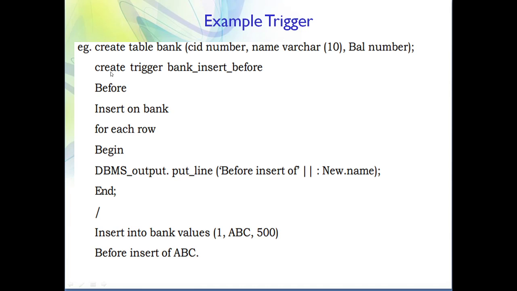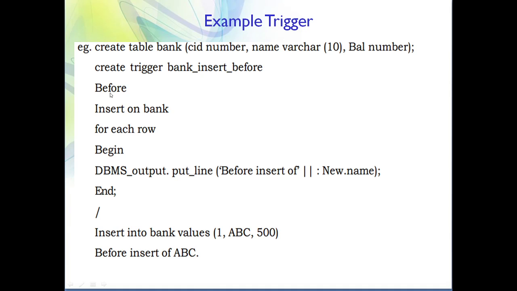What I have written here is create trigger. I need to provide the name. So what is the name? bank_insert_p4. Whenever you are providing a name to a trigger, you should be very specific. Here, on which table am I going to create the trigger? Bank. For what operation? Insert. And what is the timing? Before. So in this way you have to specify the name for the trigger.